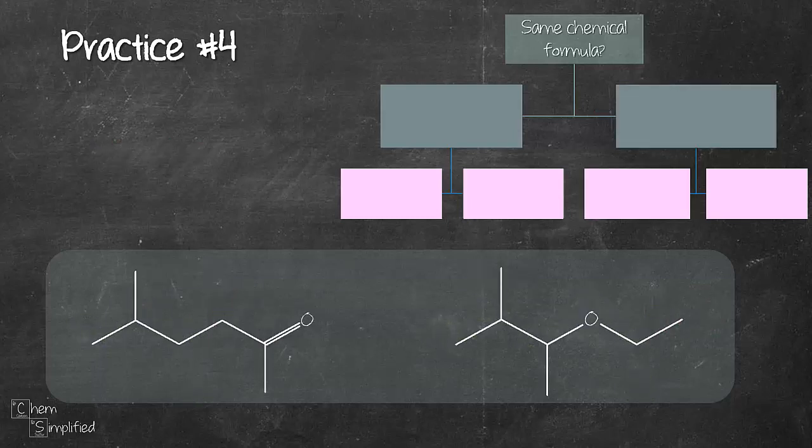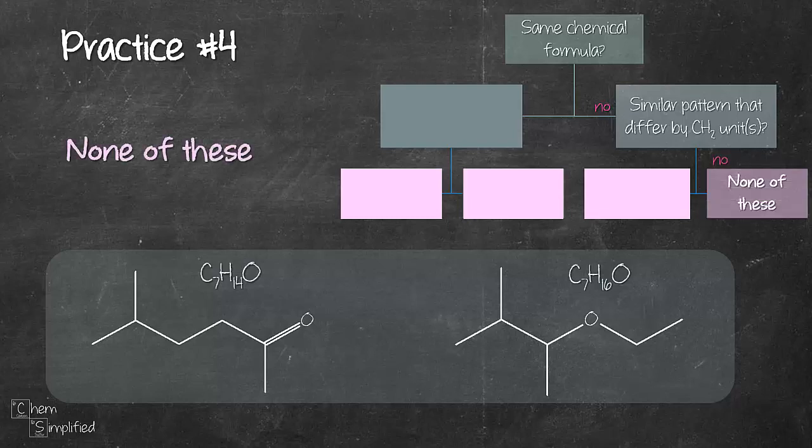Last example. Here we have two structures. Just by inspecting, we know that we have a ketone on the left hand side and an ether on the right hand side. So same first question that we asked. Do they have the same chemical formula? Turns out to be no. Do they have similar patterns that differ by CH2 units? No, they do not, because one is a ketone, one is an ether, so they do not have the similar pattern. So once they don't have the same pattern, it's neither one of those. It's not the same compound, it's not a homolog, it's not an isomer, it's neither one of these three.